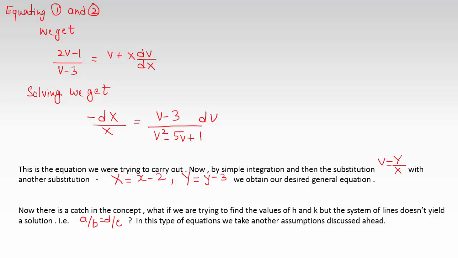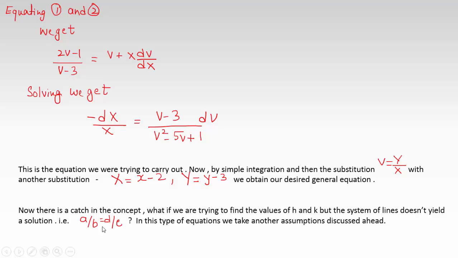Now there is a catch which we have to find out: what happens if we are trying to find the values of h and k, but the system of equations, or the system of lines, doesn't give a solution? And when does that happen? It happens when a/b = d/e.